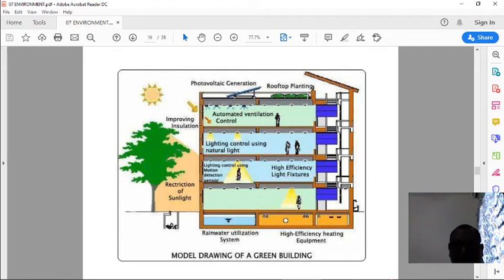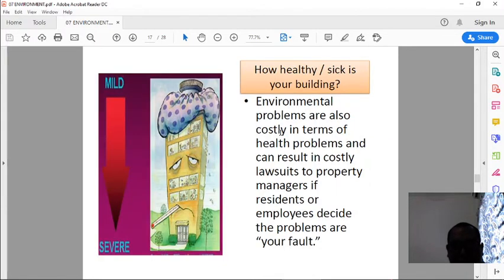Having rooftop planting, whereby you can have green vegetables or plantations that can help to reduce the temperature inside the building. When the temperature inside the building is reduced, then of course you don't need as much energy as before in cooling down the inside of the building using the air conditioners. So this is a good example, whereby you are using natural ways to improve and implement inside the property, making it more green. Okay.